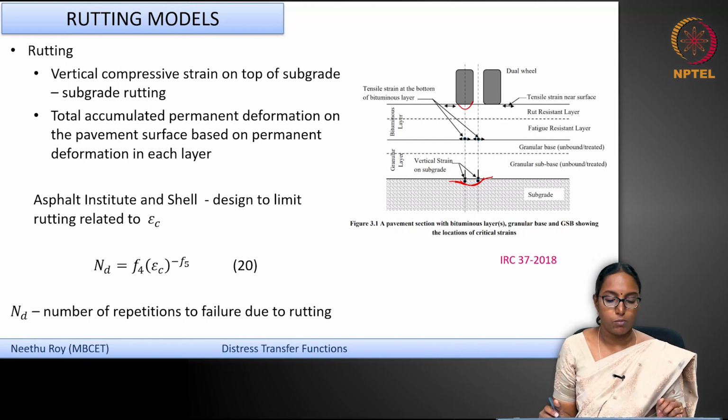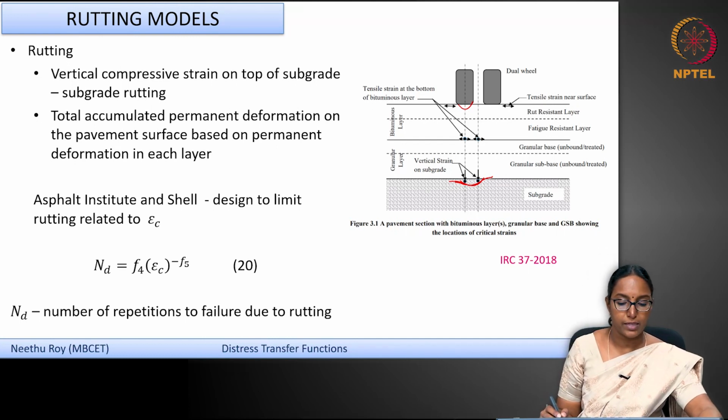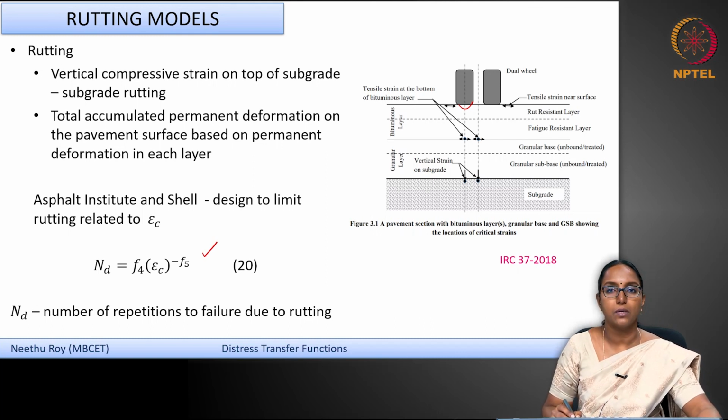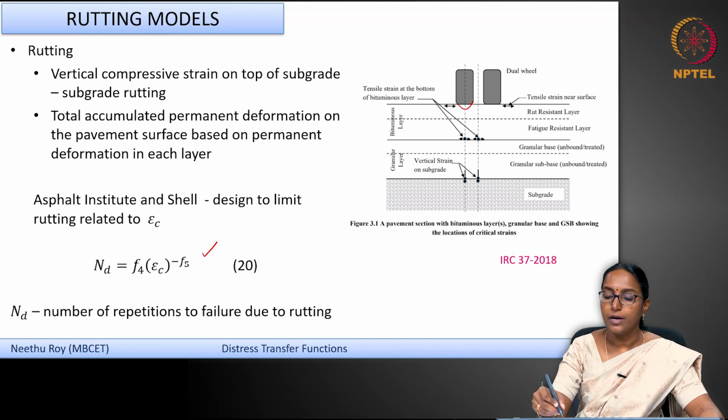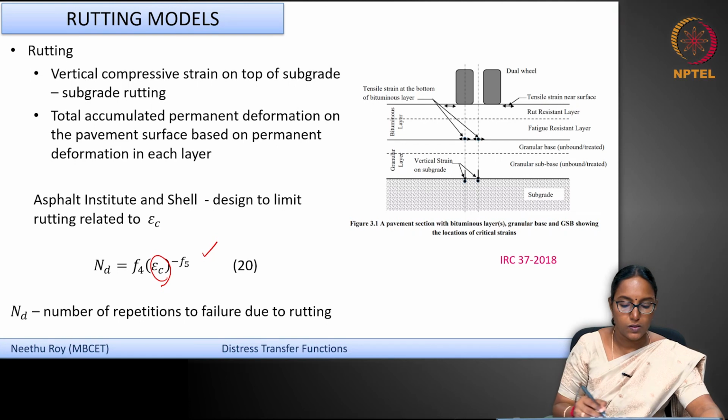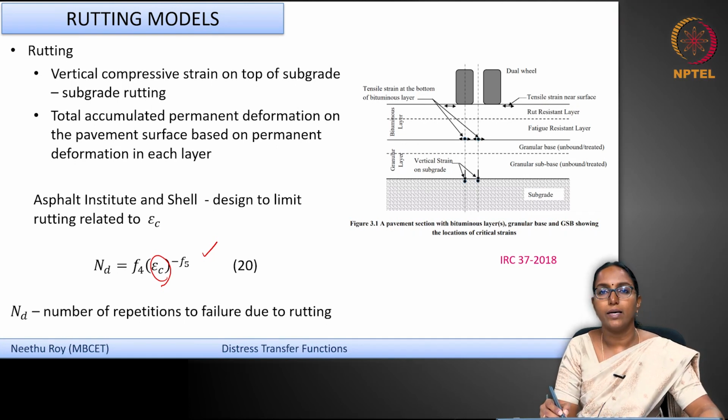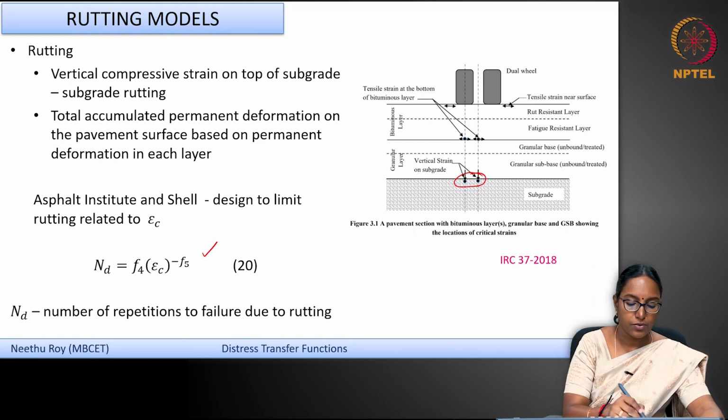Now, as in the case of fatigue damage, here also there are certain rutting models. A general form of rutting model has been developed by the Asphalt Institute and Shell, considering the subgrade rutting. For subgrade rutting, the expression is given as ND equals F4 epsilon C raised to minus F5. What is this ND? ND is the number of repetitions to failure due to rutting on the pavement surface, whereas epsilon C represents the critical, or maximum, vertical strain on the top of the subgrade. This is the critical strain that is considered in this rutting transfer function.